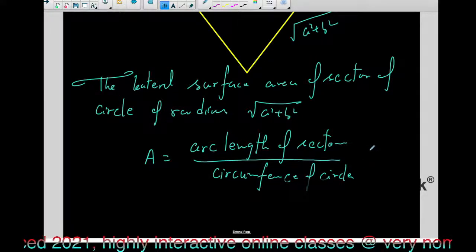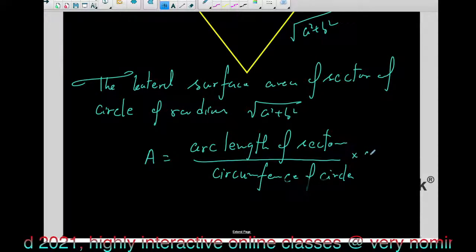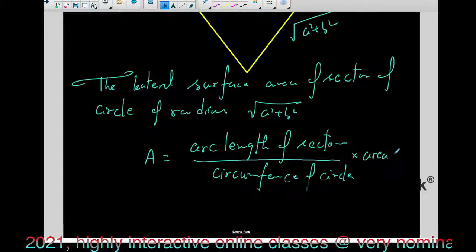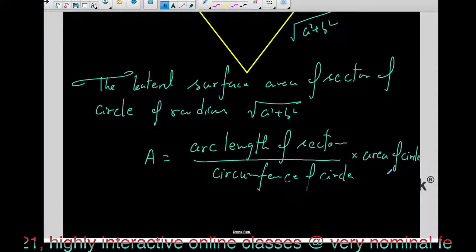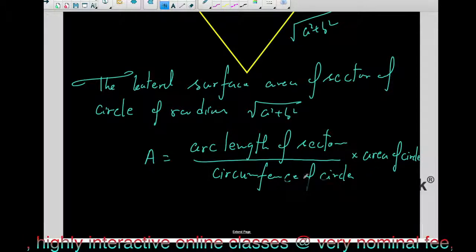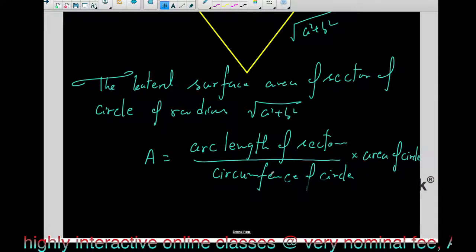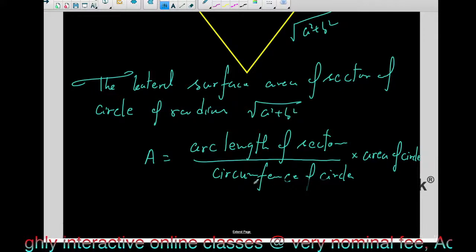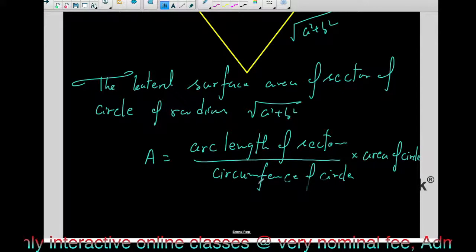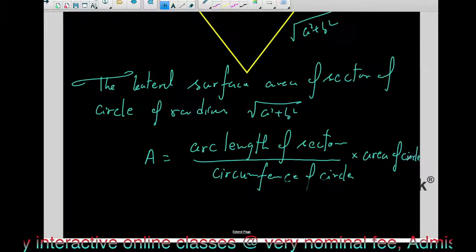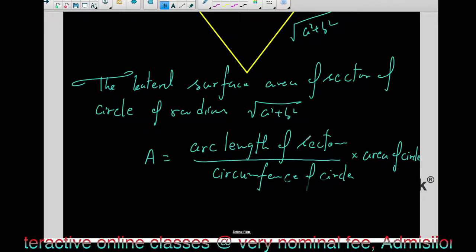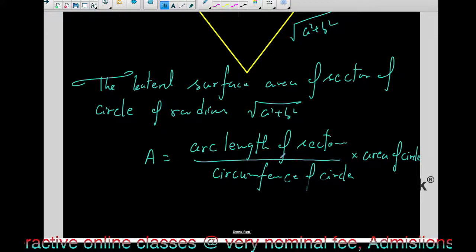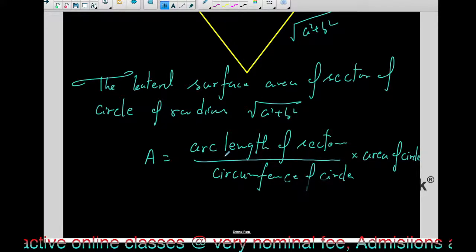This is pretty easy. Don't worry, let me write first: area of circle. Here I am using this formula like the unitary method. If you consider the entire length of the circle, meaning the circumference, that is 2 pi r, then its area will be pi r square. So if the arc length of the sector is something, then what is the area of this sector? That is the area of that shape.